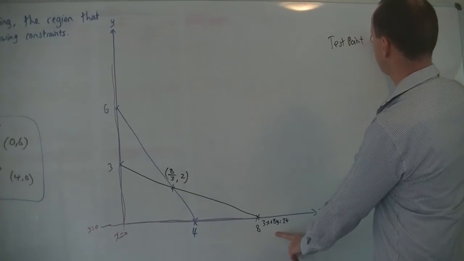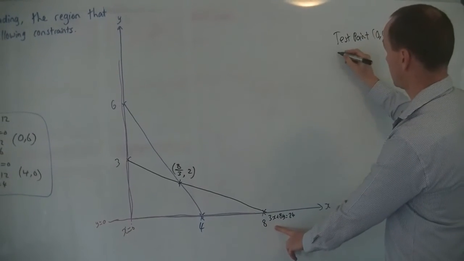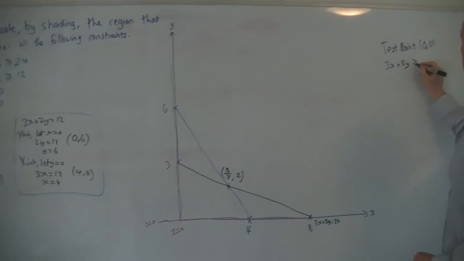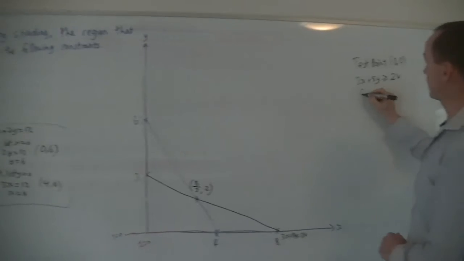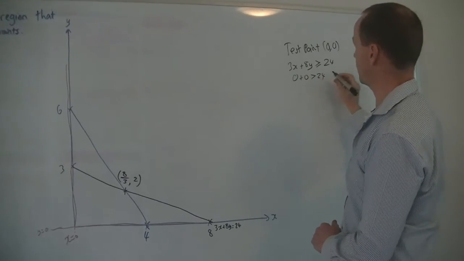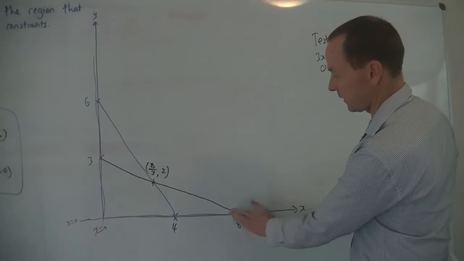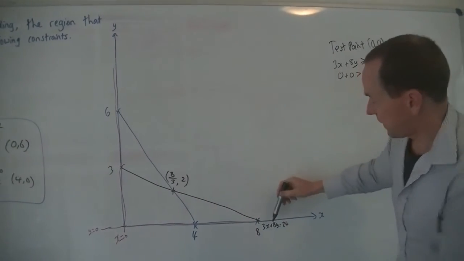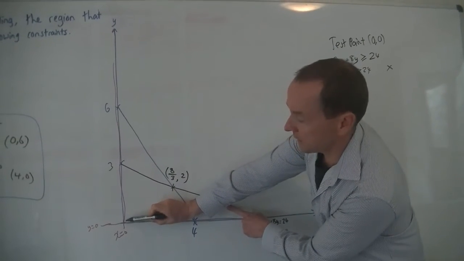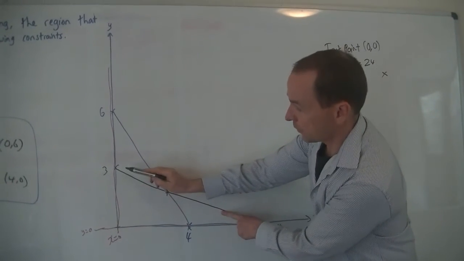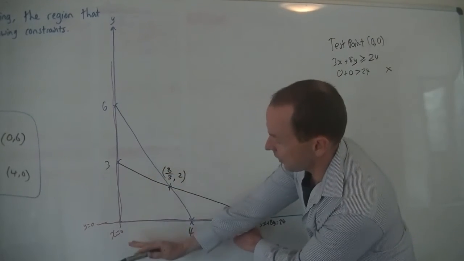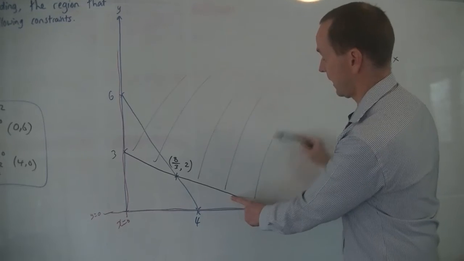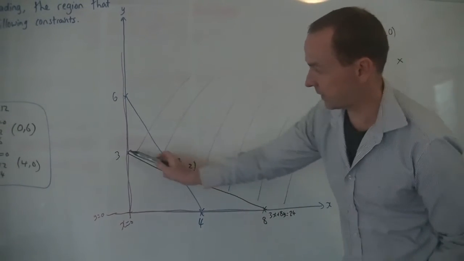Test point 0, 0. We'll do it for this one first. So 3x plus 8y, and the inequality is greater than or equal to 24. So 0 plus 0 is greater than or equal to 24. That is not true. So for that equation, that point is not in the region required, which means the region required for this line is not below it, it must be above it. So therefore, it must be somewhere above there. Does that make sense? Because there's our equation.